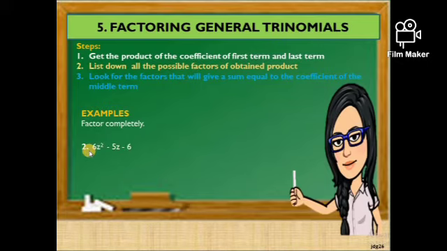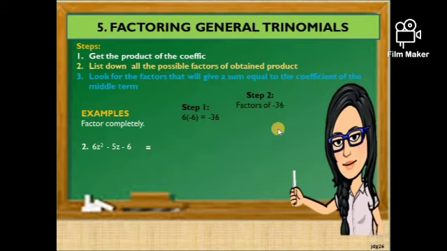Let's have another example. We have 6z squared minus 5z minus 6. Step 1. Get the product of the coefficient of first and last term. We have positive 6 and negative 6, and the product is negative 36. Now, step 2. Kunin natin ang mga factors ng negative 36. So, we have positive 1 and negative 36.